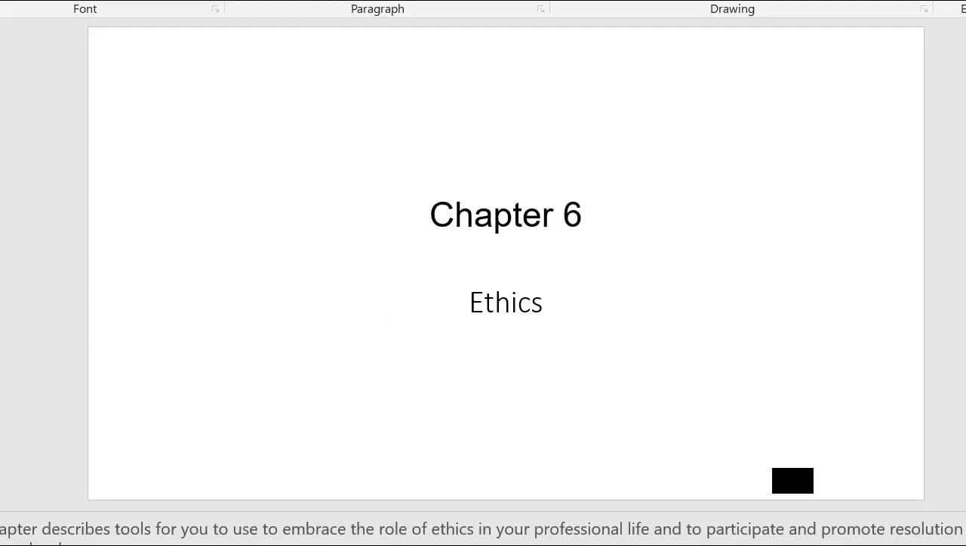Okay, so moving into Chapter 6, Ethics. This chapter describes some tools that you can use to embrace the role of ethics in your professional life and participate and promote resolution when ethical dilemmas develop. It also shows that by clarifying your own values, that will make you more effective when ethical dilemmas occur.